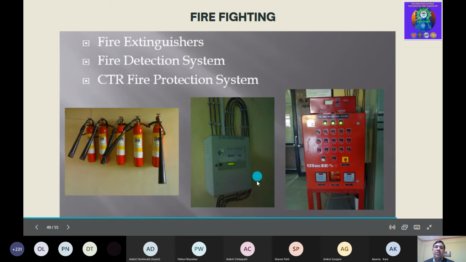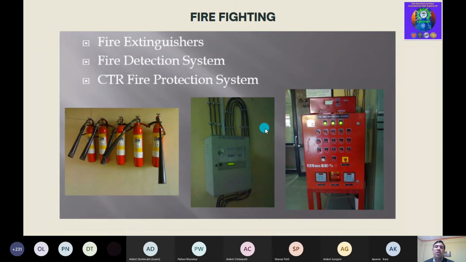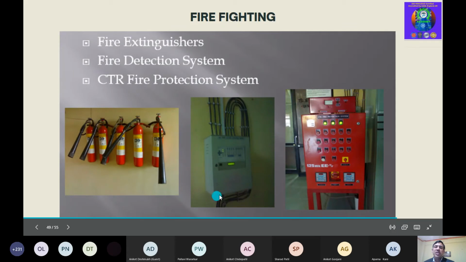Another arrangement we have in a substation is the fire detection system. There are different detectors: smoke or fire detectors and fume detectors. Those will detect, and you will come to know the zone, in which room, in which area there is a fire. So these are the detection systems in the substation.